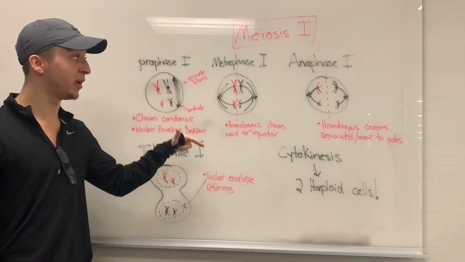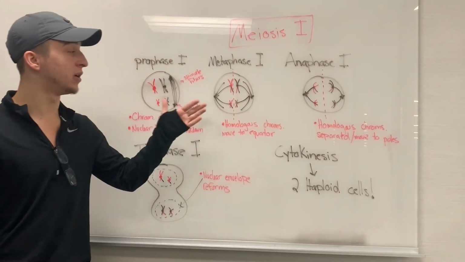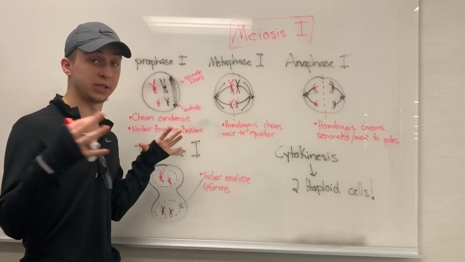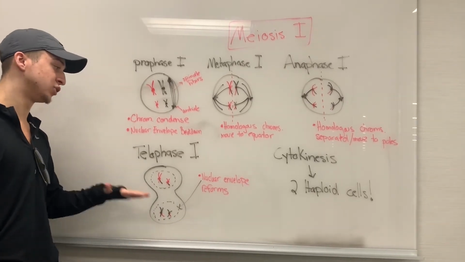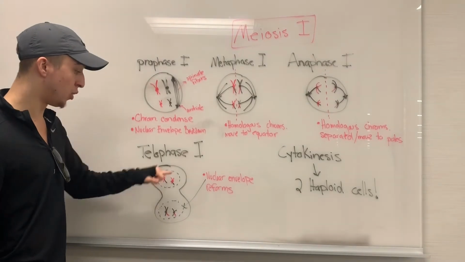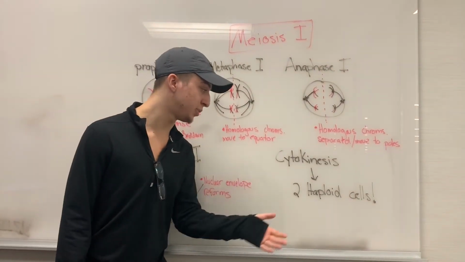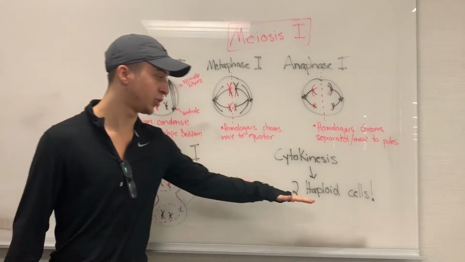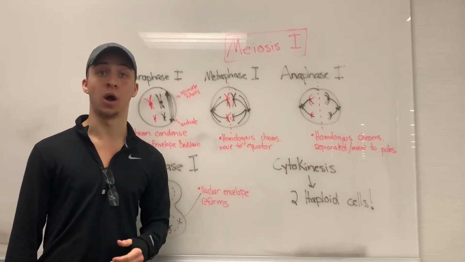After the completion of metaphase 1, the cell transitions into anaphase 1, and the highlight of anaphase is the separation of those homologous chromosome pairs to opposite poles. After that, the cell transitions into telophase 1, which sees the reformation of the nuclear envelope around those newly migrated chromosomes. Then cytokinesis happens, and you have the separation of the cytoplasms of those cells and the production of 2 haploid cells, and that is the end of meiosis 1.